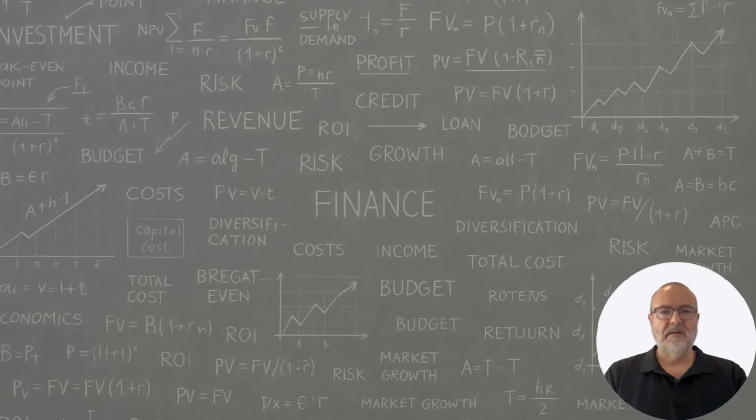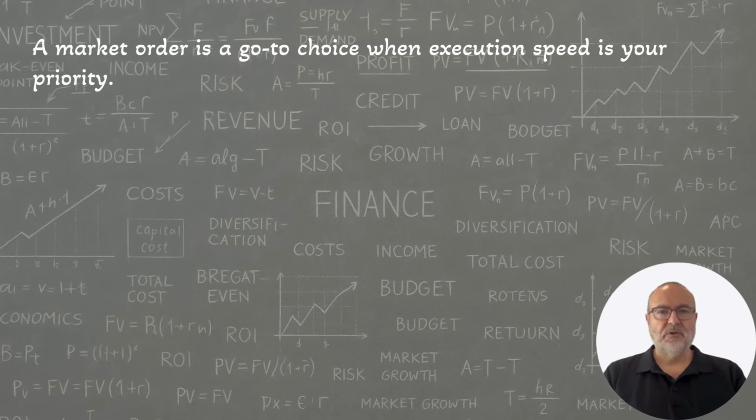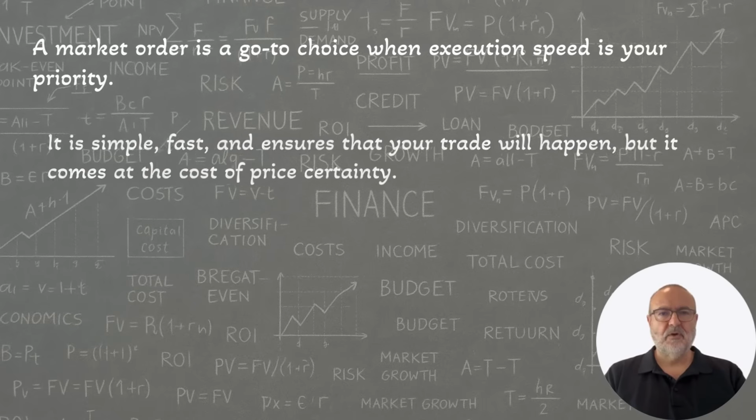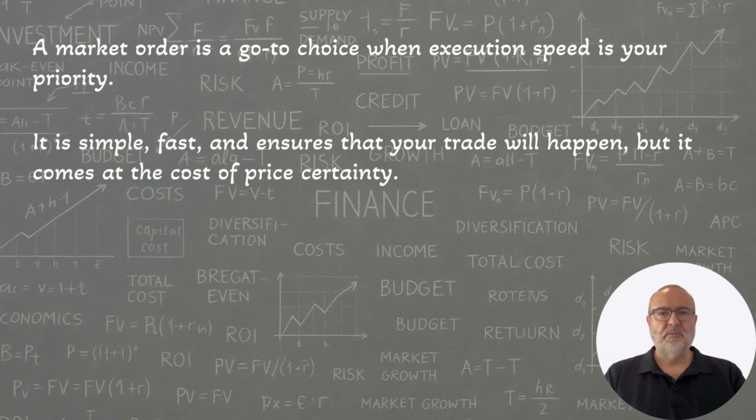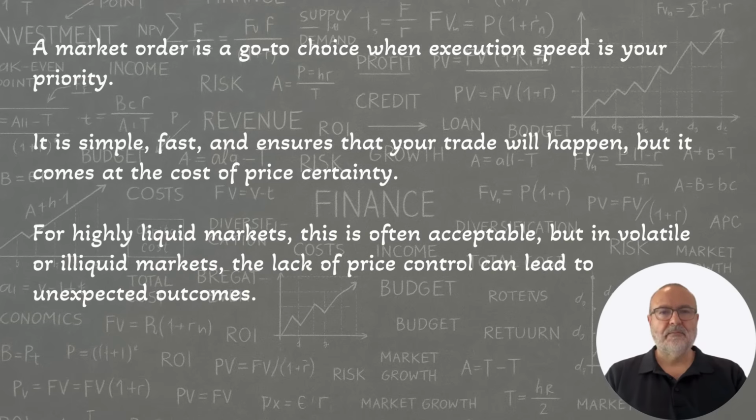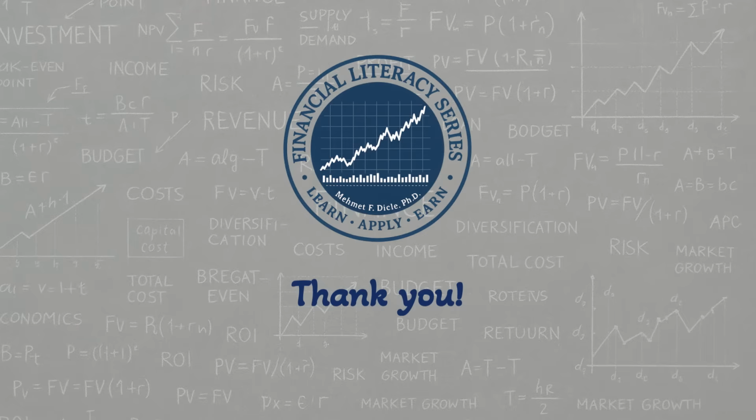In summary, a market order is a go-to choice when execution speed is your priority. It is simple, fast, and ensures that your trade will happen, but it comes at the cost of price certainty. For highly liquid markets, this is often acceptable, but in volatile or illiquid markets, the lack of price control can lead to unexpected outcomes. This concludes our discussion about market order.